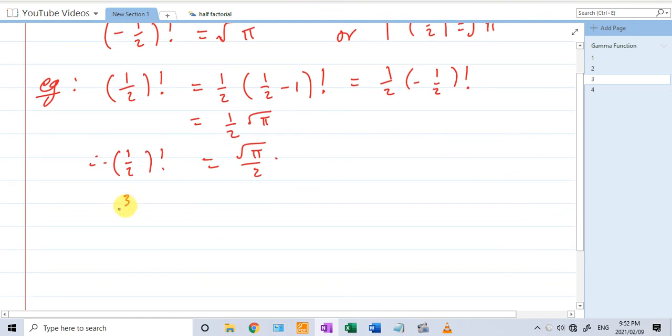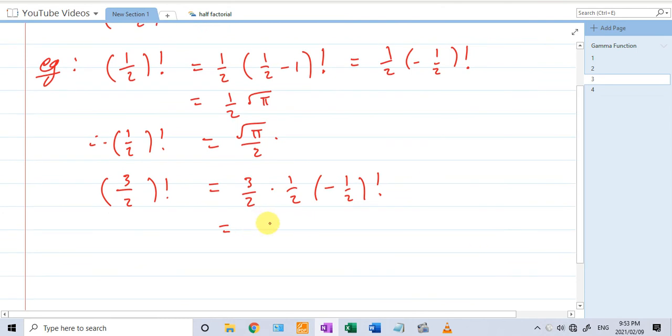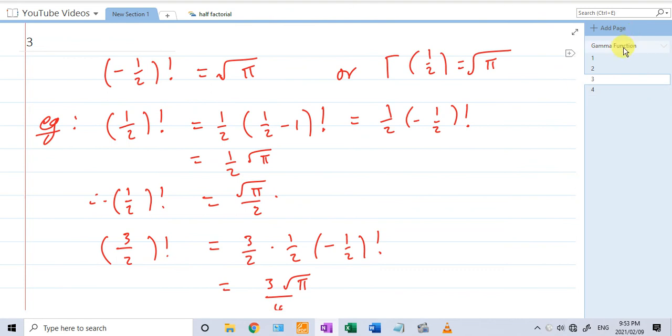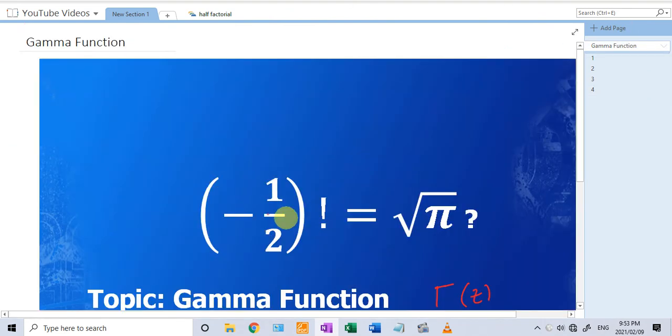Or if you want to find 3 over 2 factorial, what we can say is this is 3 over 2, then subtracting 1 from here we get half, and then subtracting 1 from half, we get minus half factorial. So 3 over 2 factorial is basically 3 over 4 times square root of pi, so 3 root pi over 4. So guys, going back, have we proved this? We have proved that minus half factorial is equal to square root of pi.